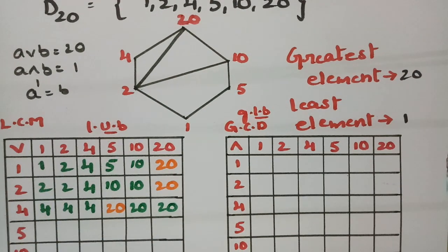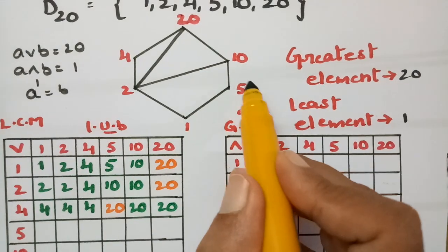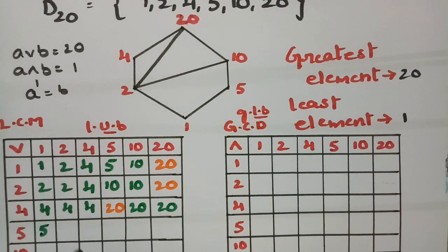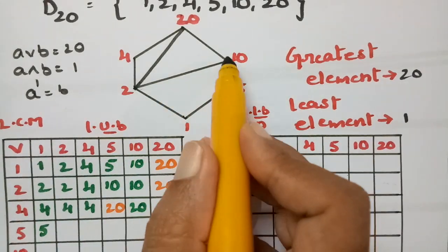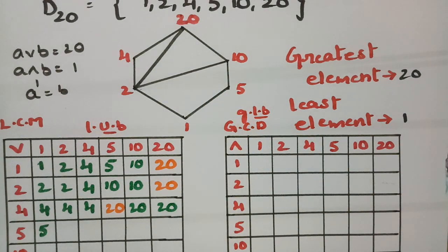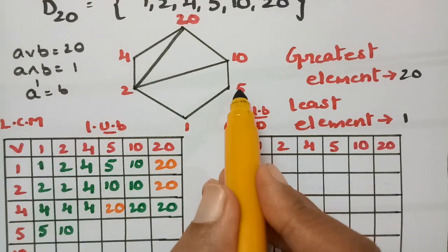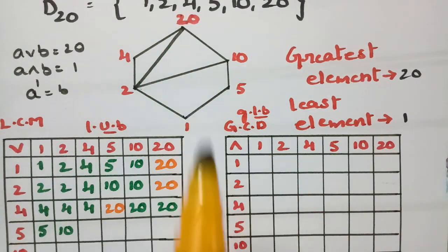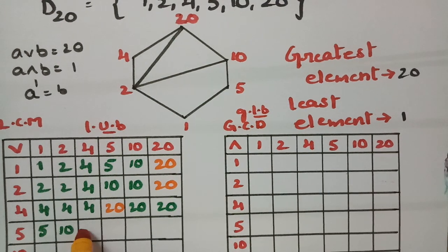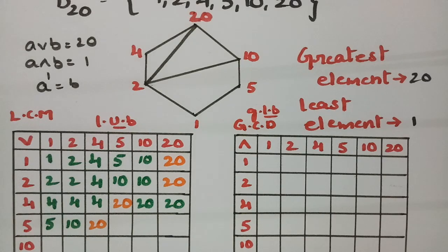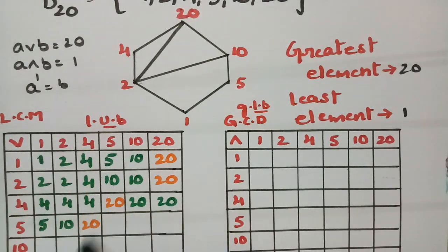And next one, among 5 and 1. Among 5 and 1, 5 is the upper bound. That is the least upper bound. So 5 and 2. Coming to 5 and 2, the upper bound here is 10. And the next one, coming to 5 and 4, among 5 and 4 they meet at a point. See here, among 5 and 4 they meet at a point 20. So 20.